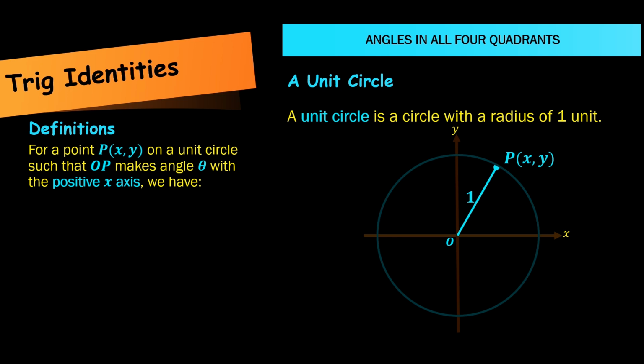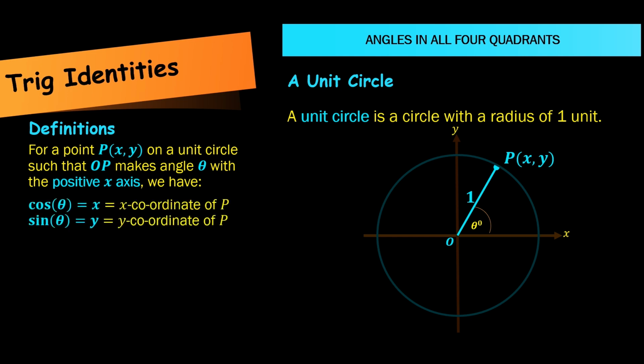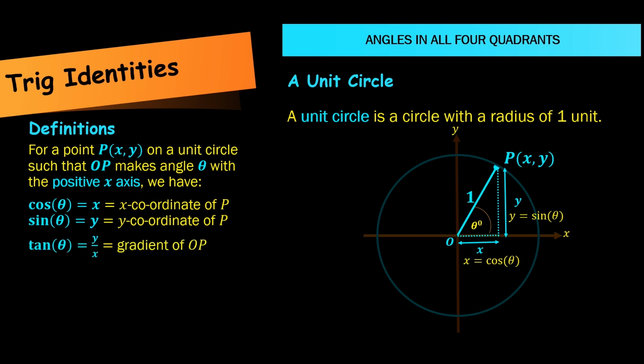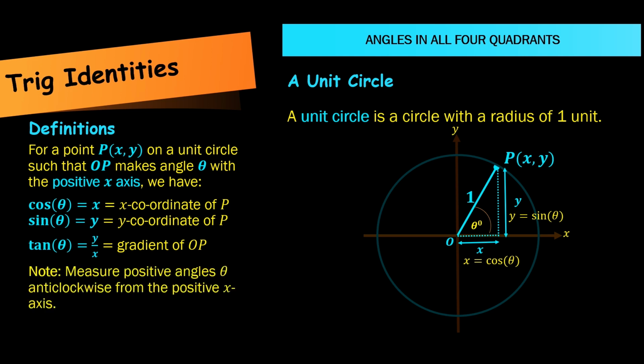For a point P at (x, y) on a unit circle, such that OP makes the angle theta with the positive x-axis, we have cos theta equals the x-coordinate of P, and sine theta equals the y-coordinate of P. We also have that tan theta equals y over x, which is the gradient of OP. Notice that we measure positive angles theta anti-clockwise from the positive x-axis.